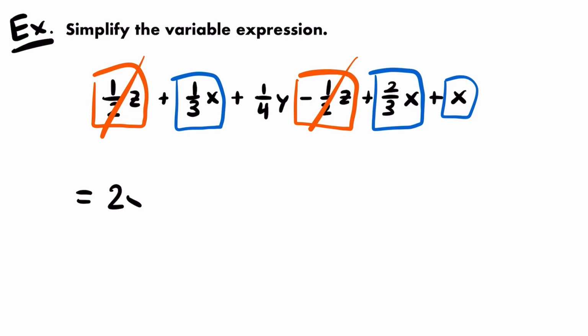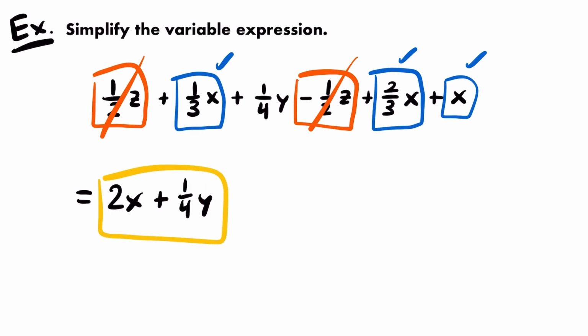We have 2x, and so let's check those off. We are now done with those terms. And then after that, all we have left to take care of is this lonely term right here, 1/4 y. So let's just add that on the end here, and we're done. There's nothing to combine that with. It's by itself. All right, and so with that, that is the simplified version of this variable expression after combining like terms.